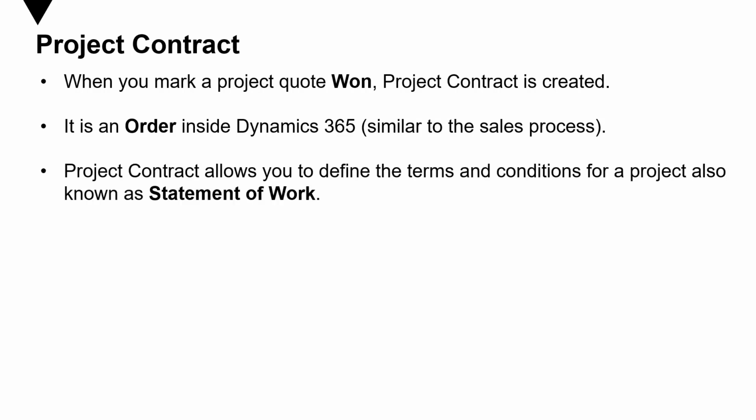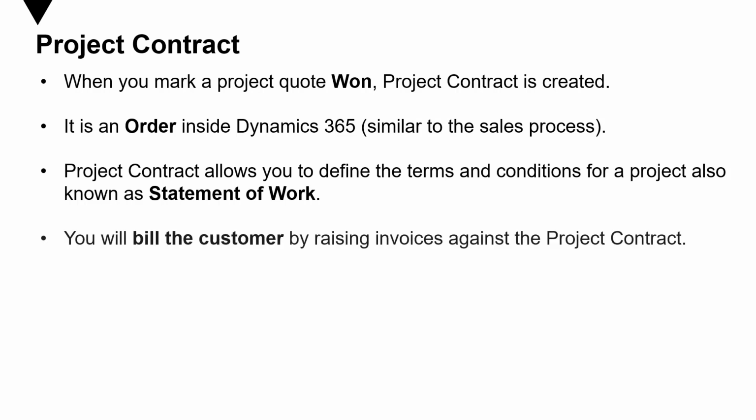Now, the project contract allows you to define the terms and conditions for a project, which is also known as the statement of work. And based on this statement of work, you will be billing the customer by raising invoices against the project contract. So if you have not defined the invoicing schedule before, you can define it over here. So let's go ahead and have a look how we can create a project contract in Dynamics 365.